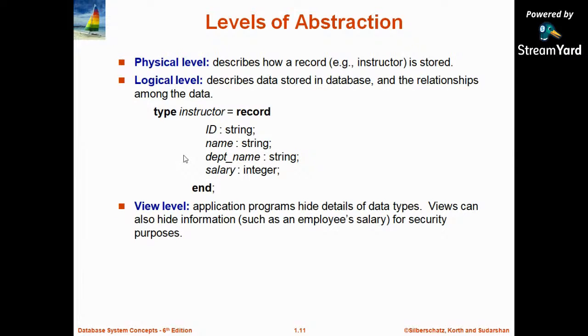And the view level is where the user can view the logical level. Above the logical level, users can have different views. For example, one user would like to see only the ID and name, and the second user would like to see name and department, like this. Different views can be created over the logical view.